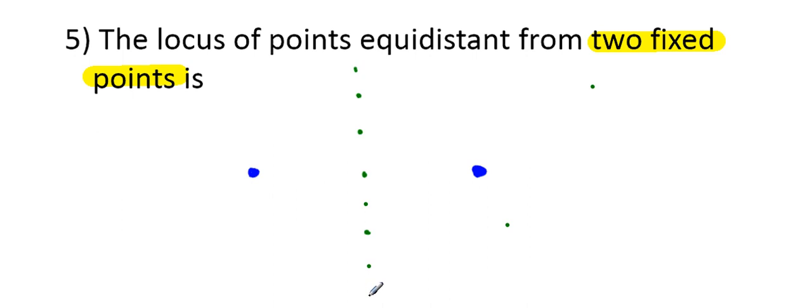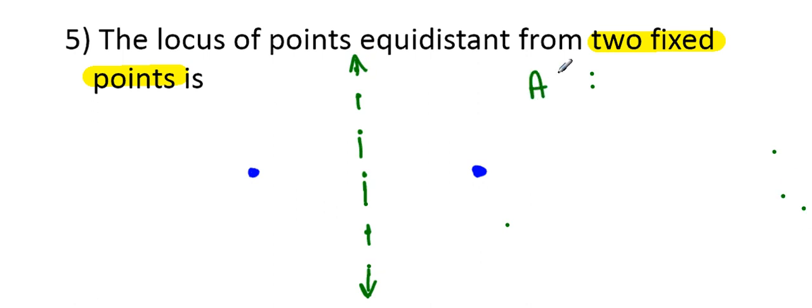And I'm going to go ahead and sketch. I might think about some of these points over here, but this point over here is closer to the blue point on the left than he is to the one on the right. He's not equidistant. There might be some points over here, but again, these points are going to be closer to this blue point on the right than they are to the blue point on the left, and therefore they don't meet the criteria. So this guy's going to end up being a line.